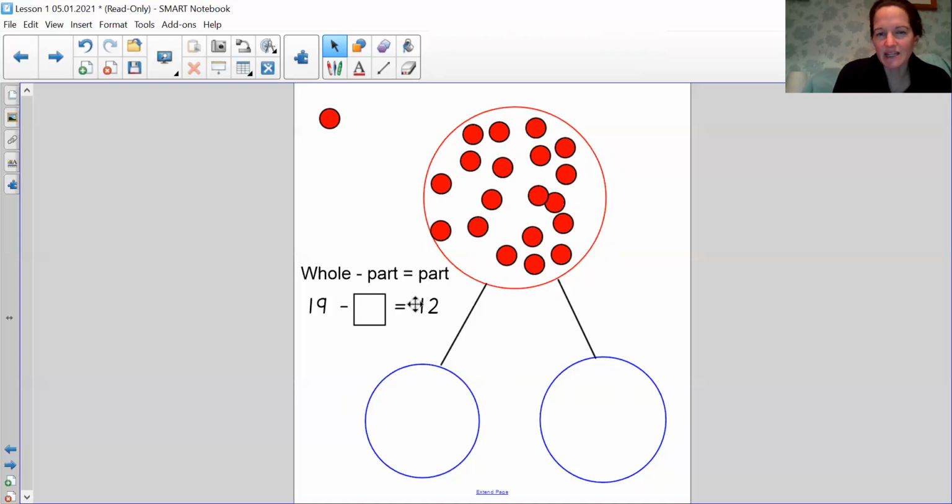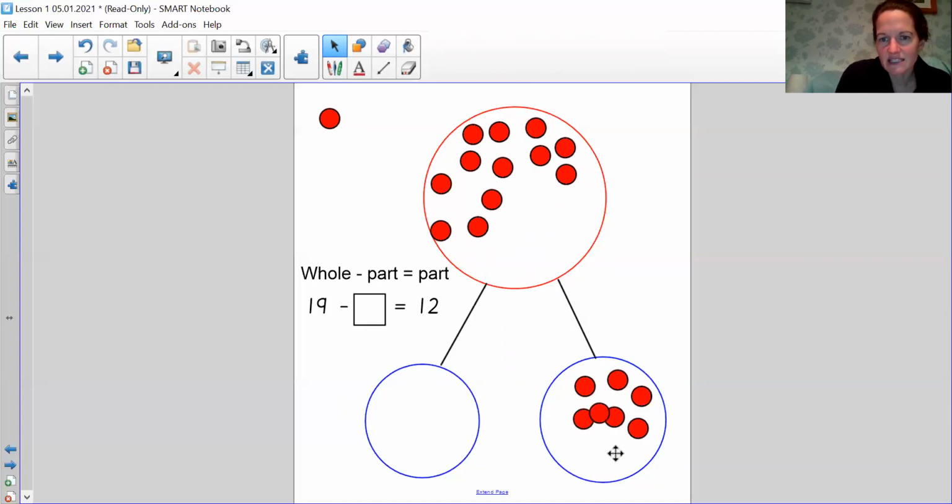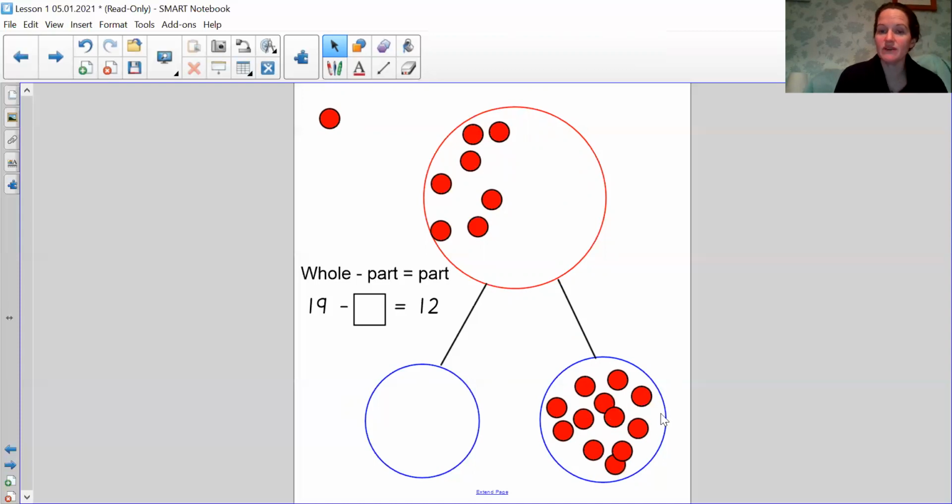And then to find the answer, it's whole take away part will equal a part. So I know that one of my parts has to be 12. So I take from my whole, I'm taking 12 away. 1, 2, 3, 4, count with me, 5, 6, 7, 8, 9, 10, how many more? 11, 12. So I've got 12 in this part.